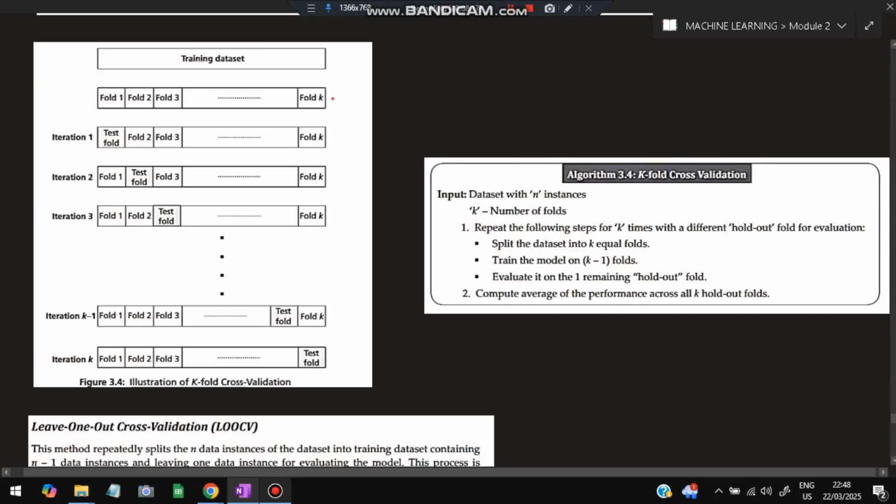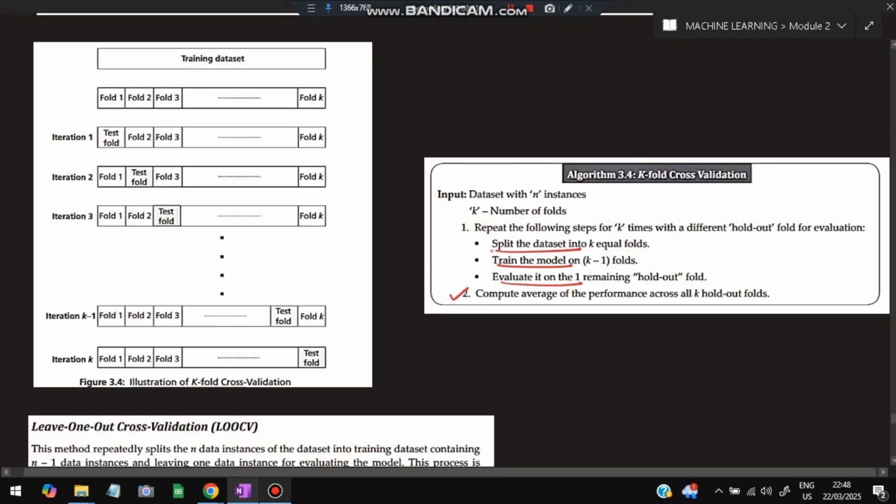Here we have fold 1, fold 2, 3, 4 till fold k, and here the test fold came, then here the test fold came, and in the third iteration the test fold came. Whenever the test fold is applied, it will test all of these elements and we get the answer. So the algorithm is as follows. The input is the data set with n instances and k number of folds. However many folds are required, we split the data set into k equal folds, train the model, and evaluate the model.